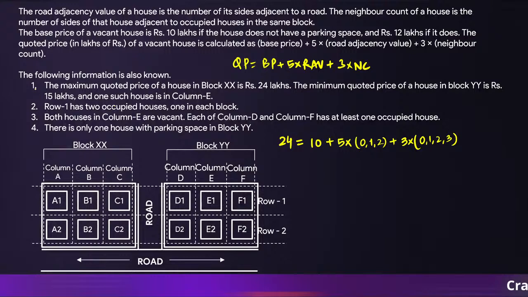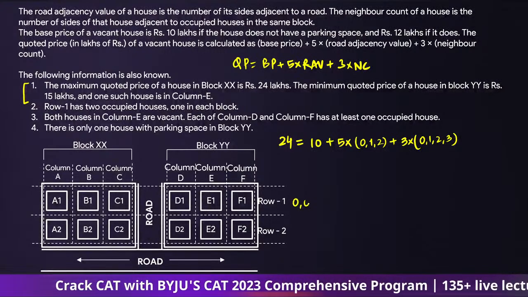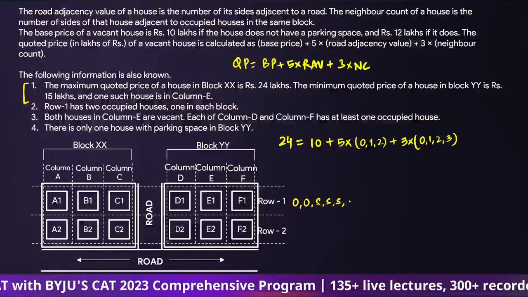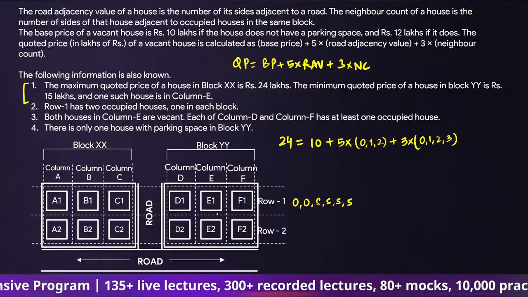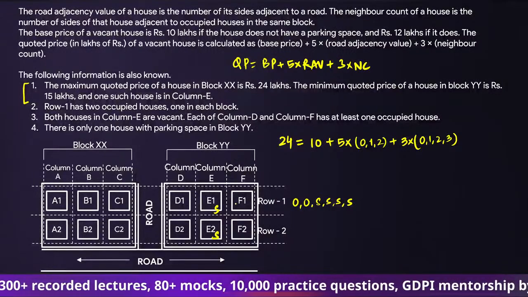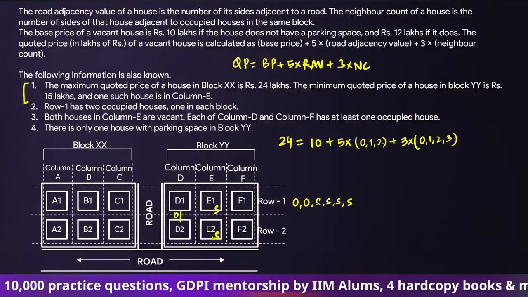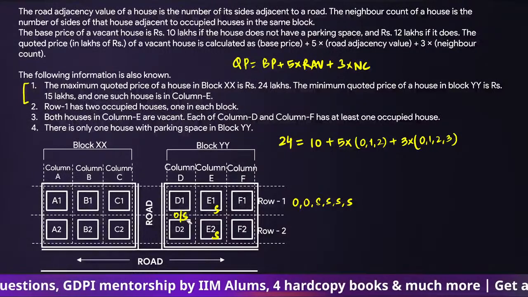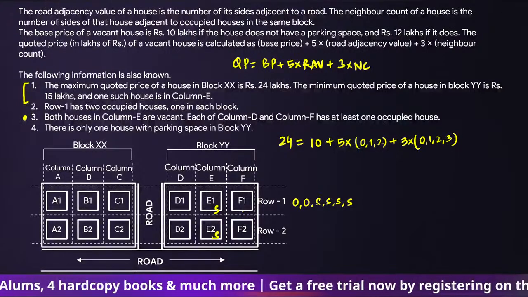अच्छा, before we look at the cases, let's look at the other conditions कि कुछ eliminate हो सकता है कि नहीं. Row 1 has 2 occupied houses, 1 in each block. So इधर में हमें 2 occupied दिखने चाहिए और 4 सेल दिखने चाहिए. ठीक है. Third statement, both houses in column E are vacant. So this is for sale, both of them. Each of column D and column F has at least one occupied house. So which one is occupied? I don't know. So एक occupied, एक sale या दोनों occupied, right? So we will try to remember this because there is no way we can represent it.